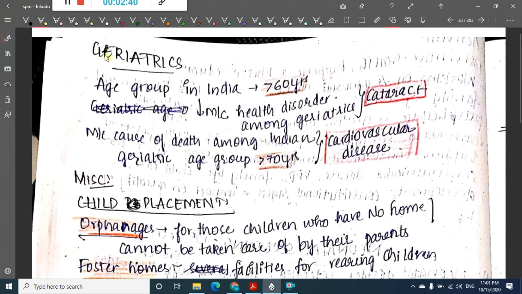Then let us learn some points about geriatrics. What is the age of geriatrics in India? The geriatric age group in India is more than 60 years. Cataract is the most common health disorder seen in the geriatric population. The most common cause of death among Indian geriatrics, that is the age group more than 70 years, is cardiovascular disease.